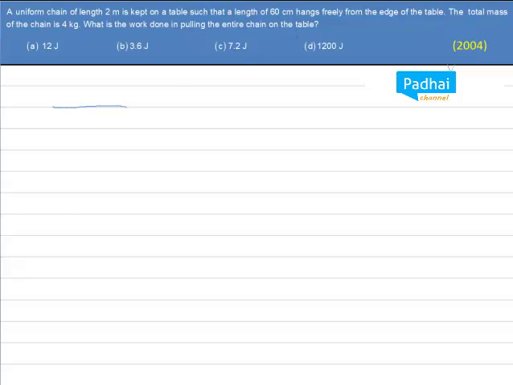And let us see the question. This is basically the table, right? Now what is happening? This is a chain and some part of it is hanging. What part is hanging? The entire length is basically 2 meters, so this will be basically 0.6 meters, and this remaining is 1.4 meter, right? So this is, and the total mass is 4 kg. What is the work done in pulling the entire chain on the table, right?